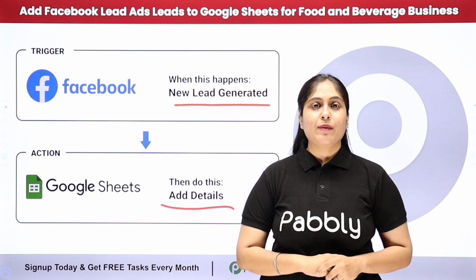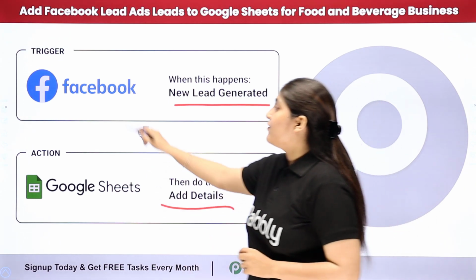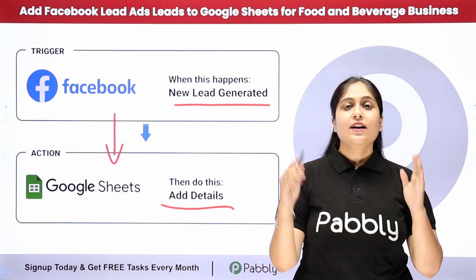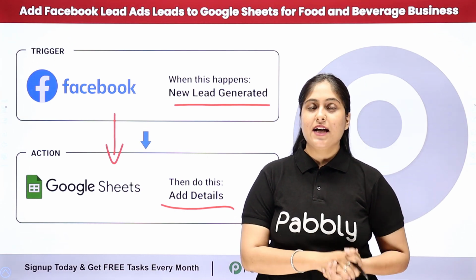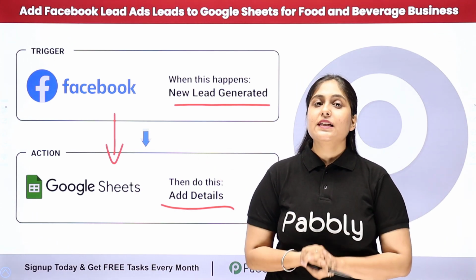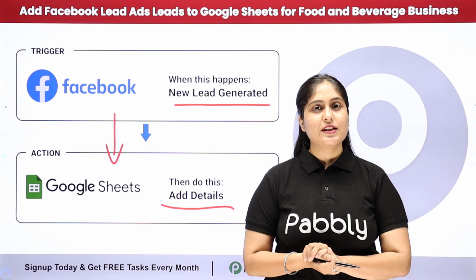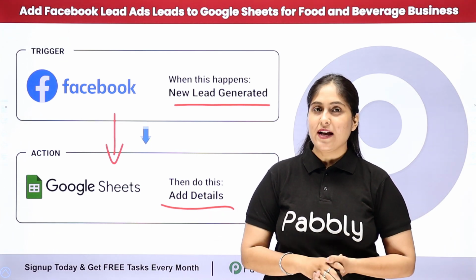To automate the entire process, I need to connect my Facebook lead ads to my Google Sheets using an automation software named Pabbly Connect. To see the working of this automation and to learn this process step by step, let me take you to my screen.